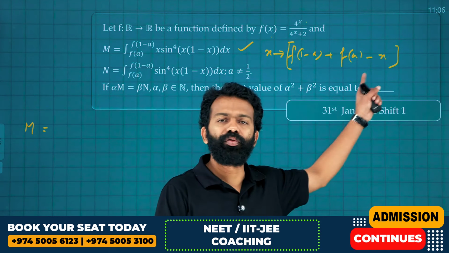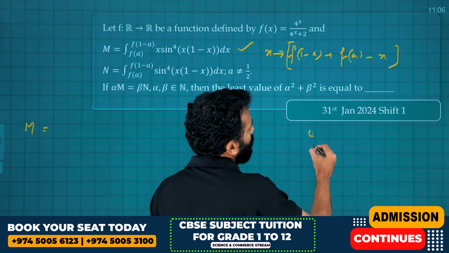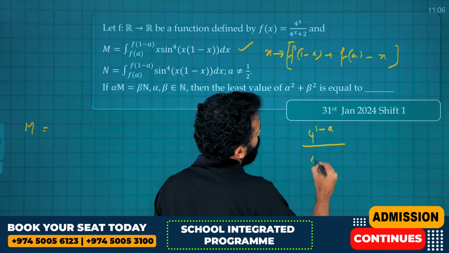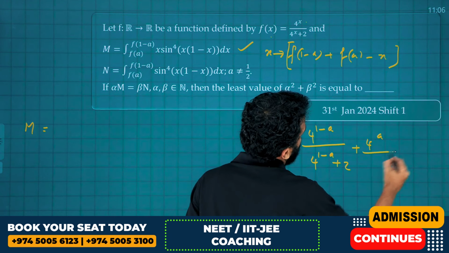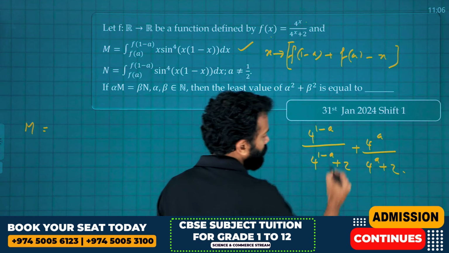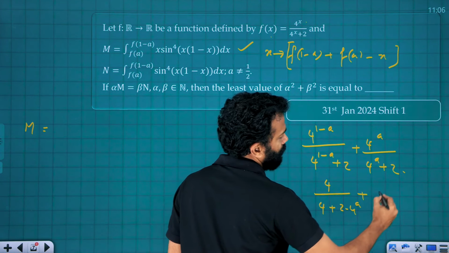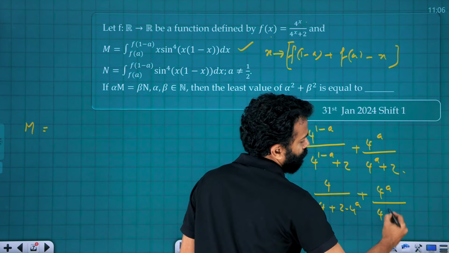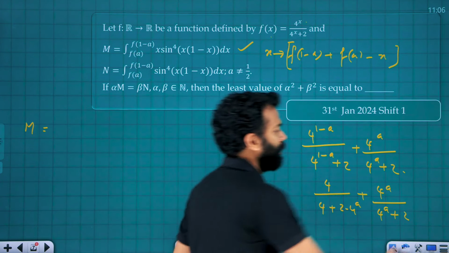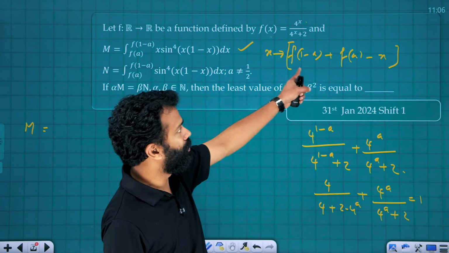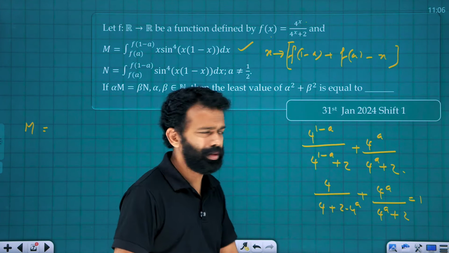Okay. So, what is f of 1 minus a plus f of a? That's also easy. That is 4 raised to 1 minus a divided by 4 raised to 1 minus a plus 2, plus 4 raised to a divided by 4 raised to a plus 2. This can be written as 4 divided by 4 plus 2 into 4 raised to a, plus 4 raised to a divided by 4 raised to a plus 2. Cancel with 2 on numerator and denominator, and eventually you will get that result as 1. Therefore, f of 1 minus a plus f of a is 1. You know how to solve this, right? I am not going to solve that. It's a basic calculation. Okay.